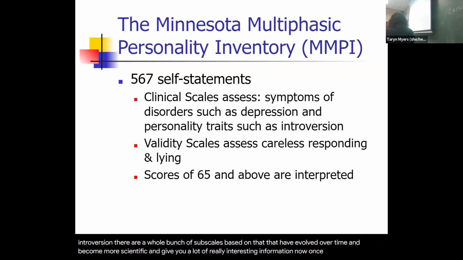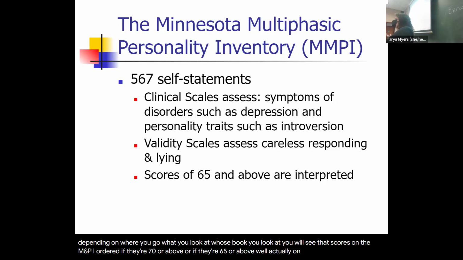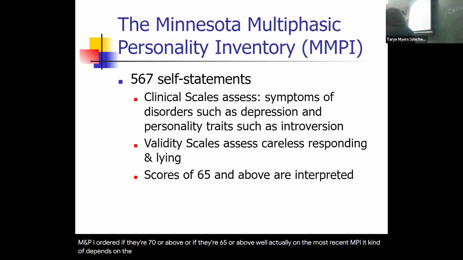Now, one side note here is that depending on where you go, what you look at, whose book you look at, you will see that scores on the MMPI are interpreted if they're 70 or above, or if they're 65 or above. Actually, on the most recent MMPI, it depends on the scale, but in general, it's 65 and above. So a fun little tidbit about psychology is it can be as political as any other field.